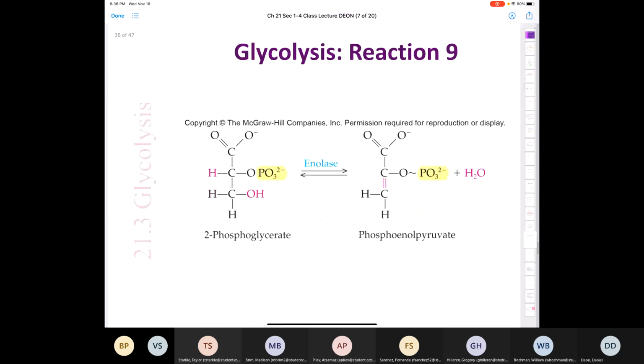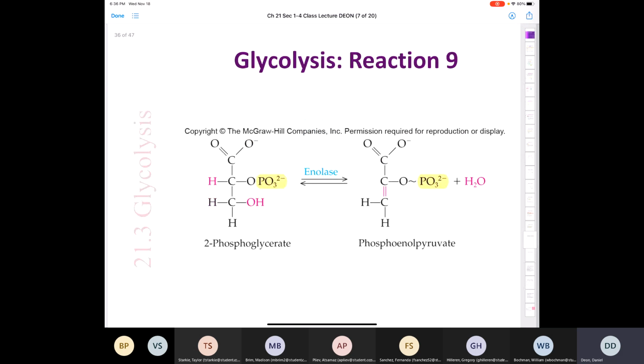The phosphoglycerate ends up losing water. Here are the atoms that are lost. Here's the water over here. And in the process, we make a double bond, so that we get a very high energy intermediate. And you can see our squiggle bond written there.